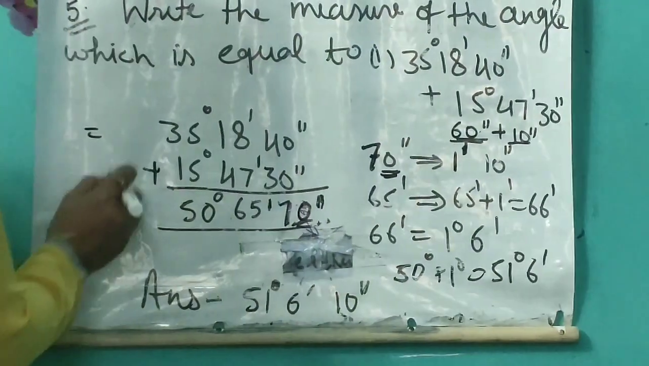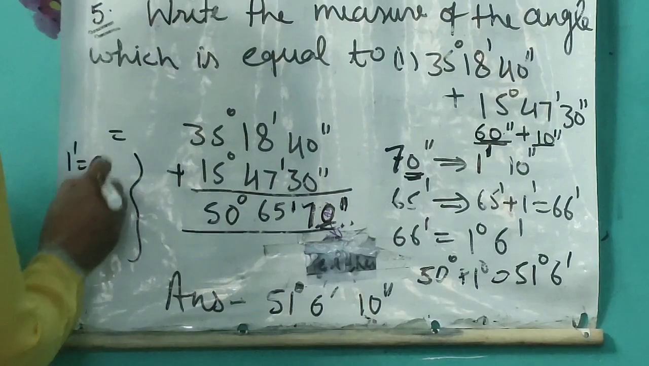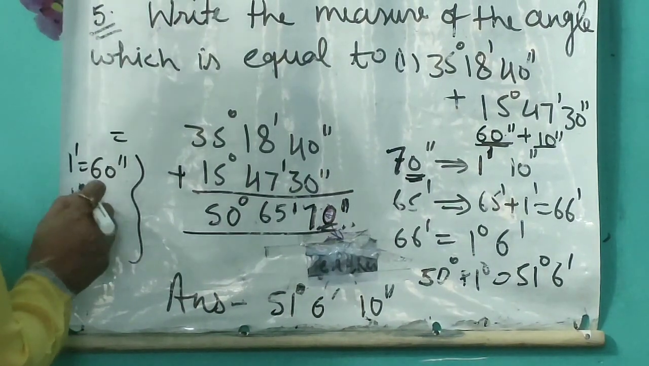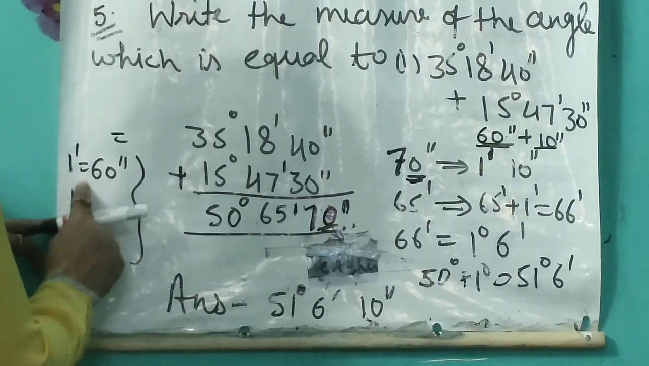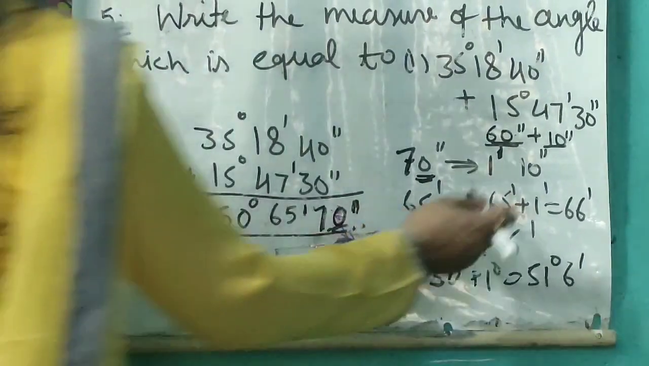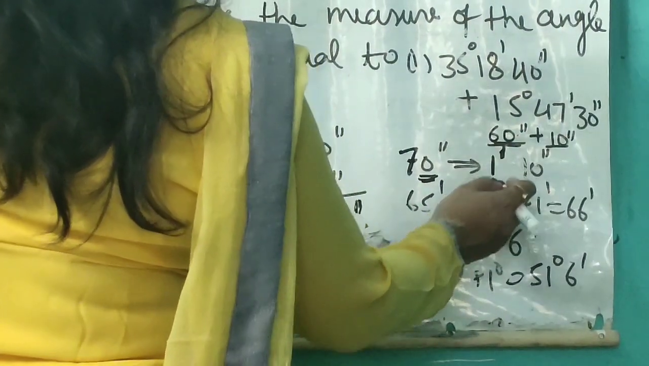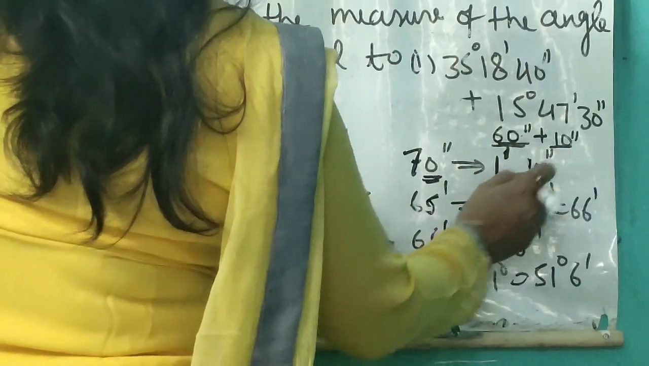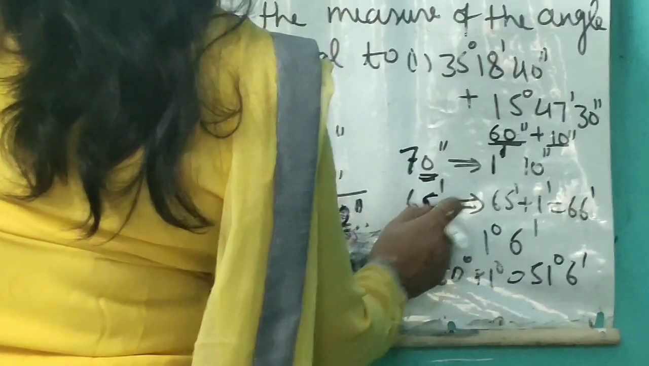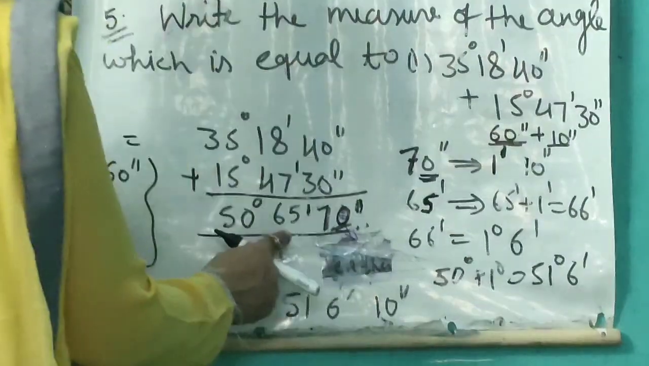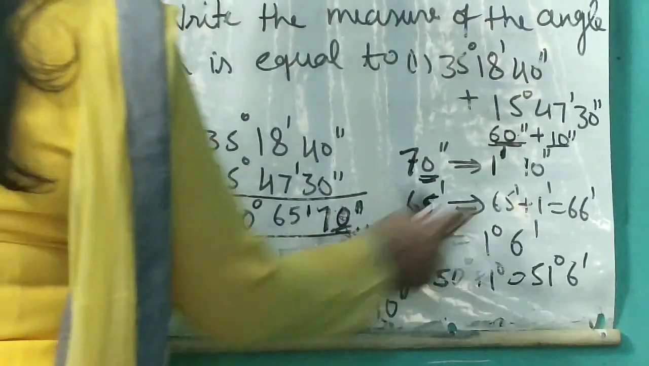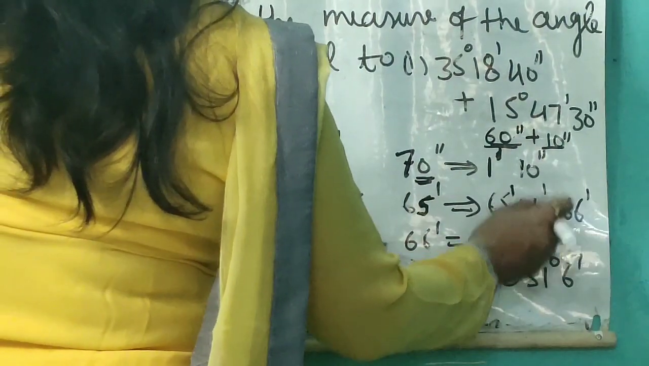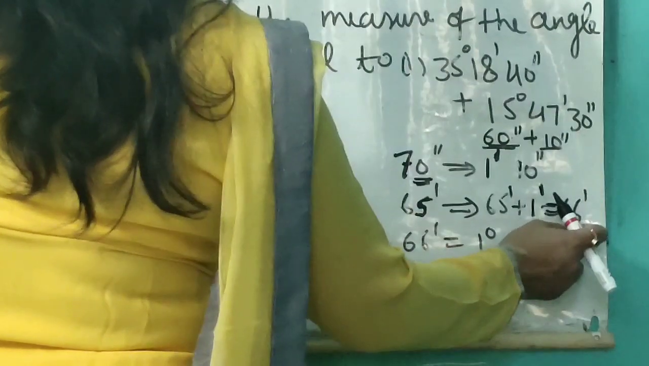I told you these values. 1 degree is equal to 60 minutes, and 1 minute is equal to 60 seconds. So here at the place of 60 seconds, you can write 1 minute. Now this is 1 minute 10 seconds. This 1 minute you will add in the minute value, which is 65. So 65 minutes plus 1 minute, it will become 66 minutes.